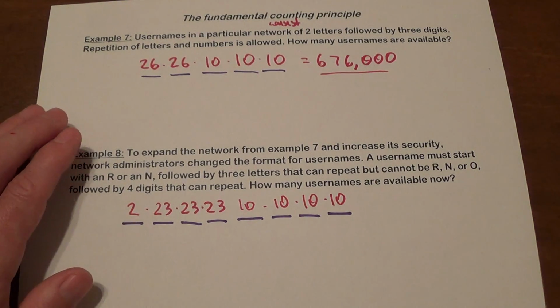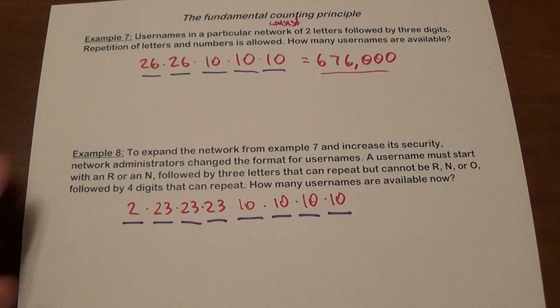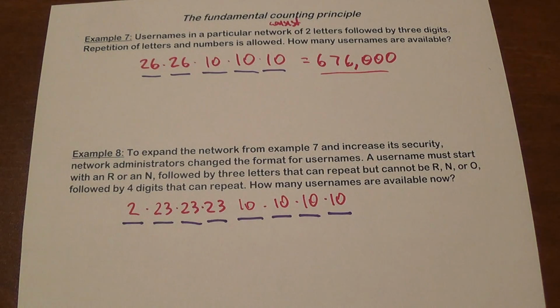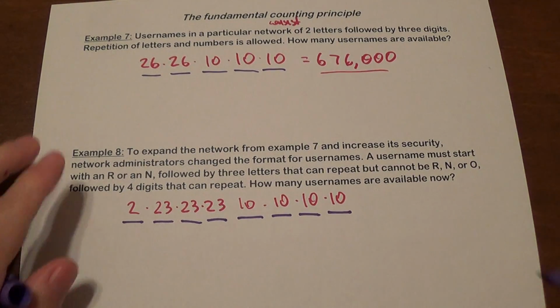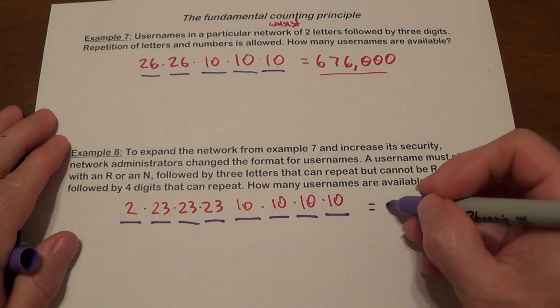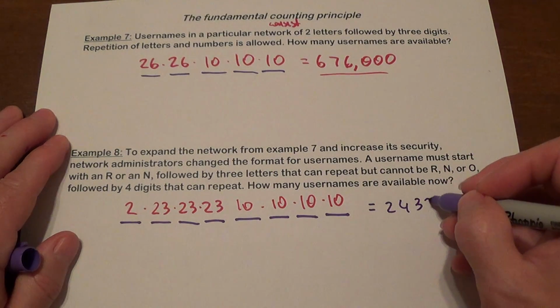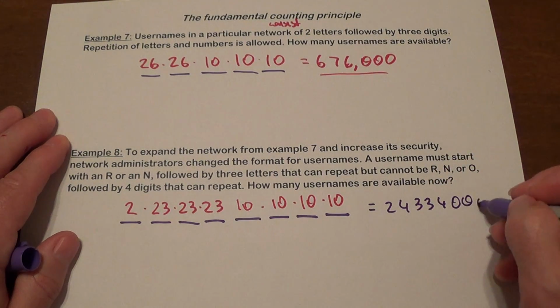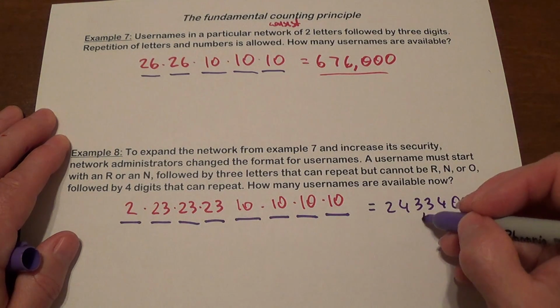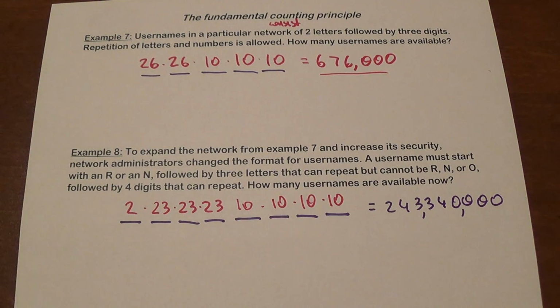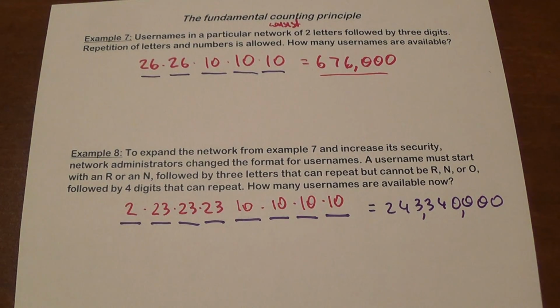And that's going to give us a pretty big number. After we multiply all that, that's going to give us 243,340,000 usernames. Okay, and that's it.